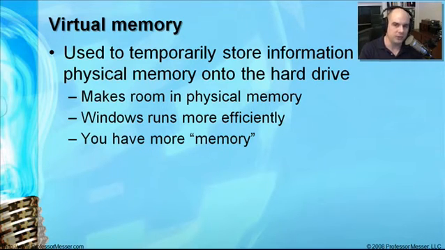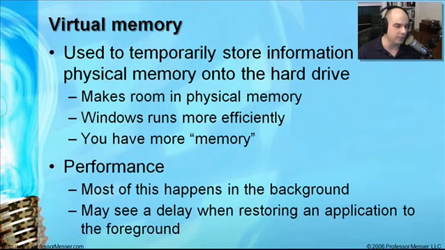Now, because it's being stored on the hard drive, anything that is swapped out to virtual memory, we can't perform any calculations on. So if we ever need to pull information back in to perform calculations using that information that we swapped out, it has to come off of disk and back into physical memory. But because we can swap those things out temporarily, it makes our Windows run a lot more efficiently because there's more physical memory available to use.